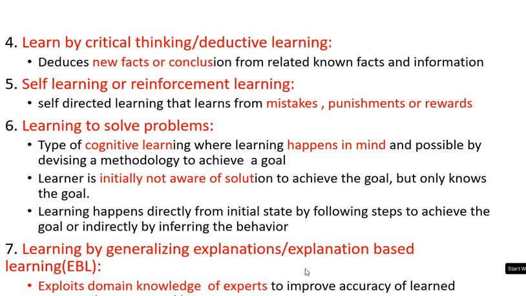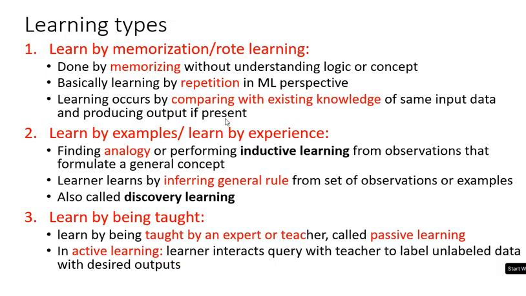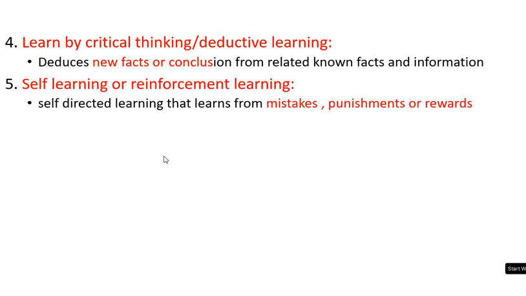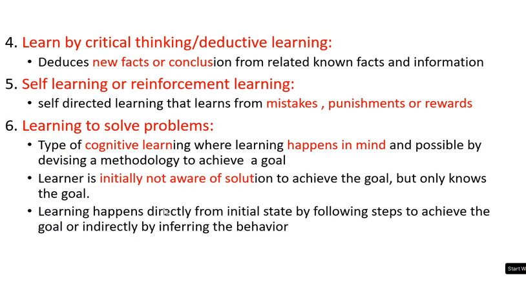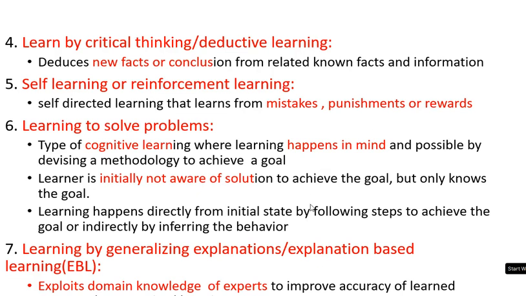So these are the 7 different types of learning. Quickly revising: learning by memorization, learning by examples, learning by being taught, critical thinking learning, self-learning or reinforcement learning, learning to solve problems, and EBL.